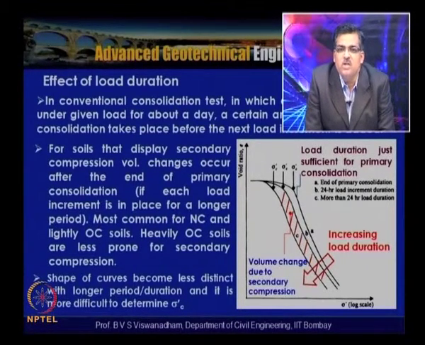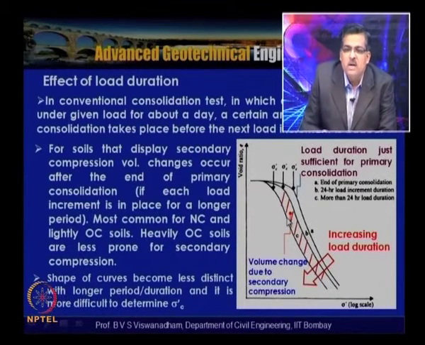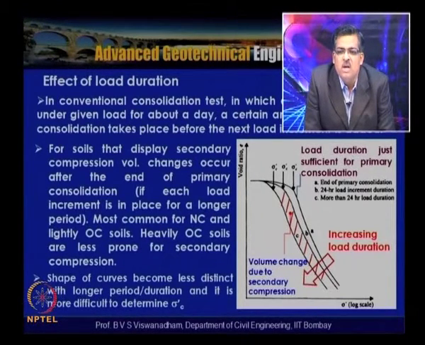The shape of the curves becomes less distinct with a longer duration, and it is more difficult to determine sigma dash C, the pre-consolidation pressure. With a longer duration the shapes of the curves keep changing, making the determination difficult. If you see this hatched portion here, this volume change occurs due to secondary compression, because the same load increment was kept for a longer duration. So, the secondary compression component enters into the picture, and it results in the volume change, which is attributed to secondary compression.